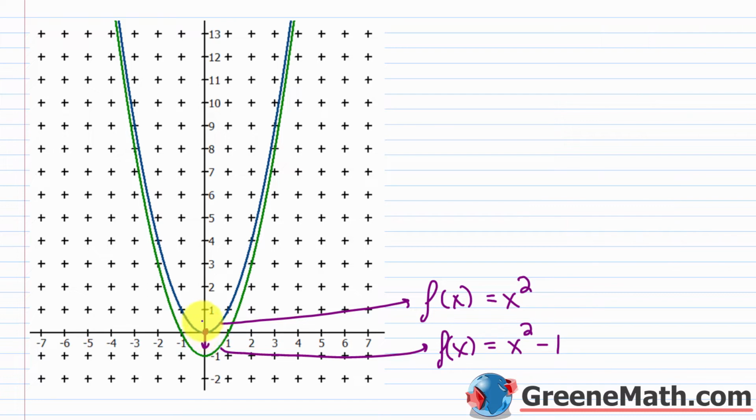Here's your vertex at the origin, 0, 0. On the next equation, where we have f of x equals x squared minus 1, the vertex moves down 1 unit. So it's at 0, negative 1. Again, if I pick a point like 1, 1, which occurs on the original f of x equals x squared, if I have an x value of 1 in this equation, it goes down by 1 unit for the y. So that's going to be right here. So just shifted down by 1 unit. Okay, so pretty easy to understand that one.